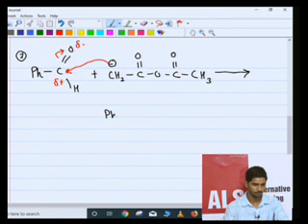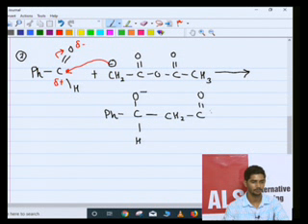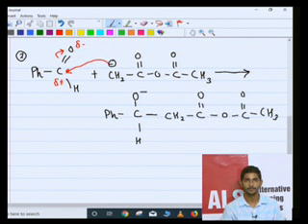See, PhCH(O minus)CH2COOCOCH3. This is our step number 2.